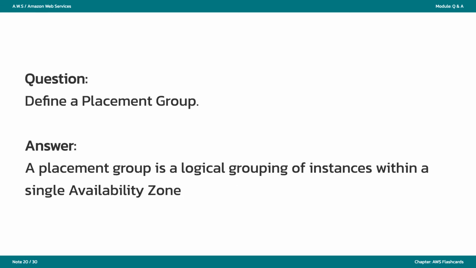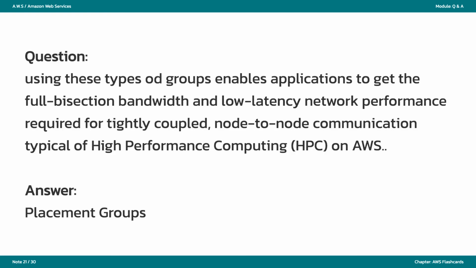Question: Define a placement group. Answer: A placement group is a logical grouping of instances within a single availability zone. Question: Using these types of groups enables applications to get the full bisection bandwidth and low latency network performance required for tightly coupled, node-to-node communication typical of high-performance computing, HPC, on AWS. Answer: Placement groups.